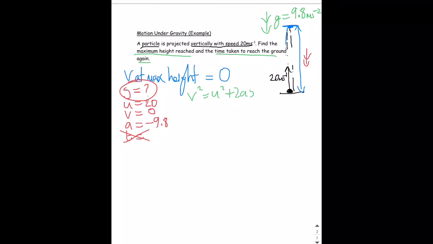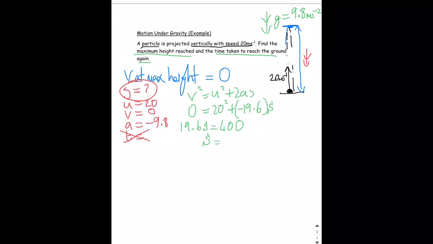When I plug my numbers in there, I've got 0 is equal to 20 squared plus 2AS, but that is actually going to be 2 times minus 9.8, so that there is minus 19.6 S. Now I can rearrange this. My minus 19.6 S, if I bring it over, becomes positive, equal to 20 squared, which is 400. And so it's just all about rearranging now.